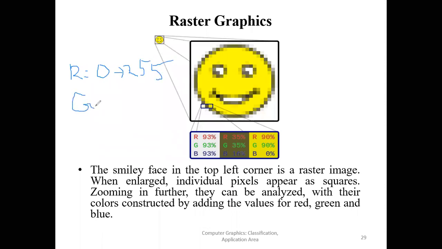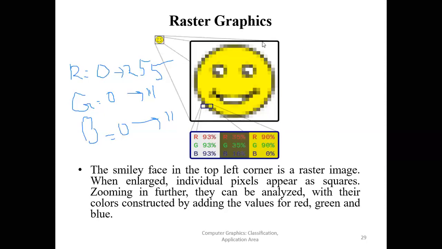The G has a value of 0 to 255, and B has a value of 0 to 255. So each of these color grids has a value from 0 to 255. So what does 0 mean and what does 255 mean? These are basically the levels of intensity, from light to dark. So using those intensities, you can actually draw a picture.